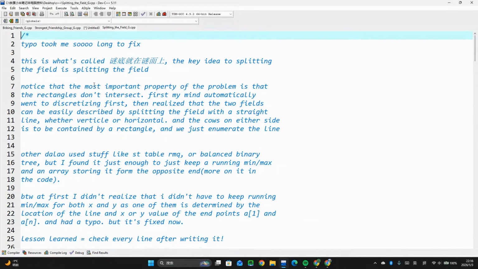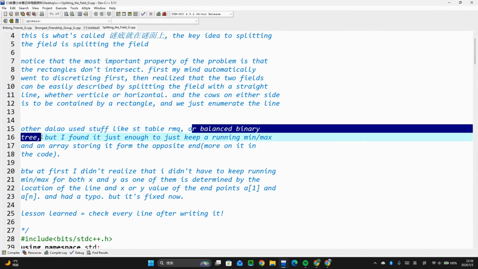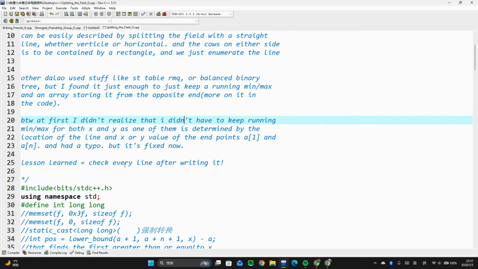I don't remember where, but notice the most important property of this problem is the fact that two rectangles don't intersect. So my mind just automatically went to discretizing, obviously. And then I realized that the two fields can easily be described by splitting the field with a straight line, whether vertical or horizontal, the cows on either side are to be contained by a singular rectangle, and we can just enumerate the line. We can also use stuff like sparse table RMQ or a balanced binary tree, but we can just keep a running minimum and maximum, and the array is started from the opposite end. More on it in the code.